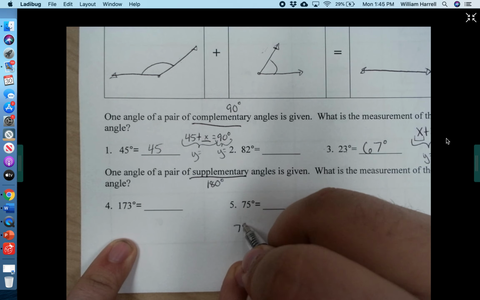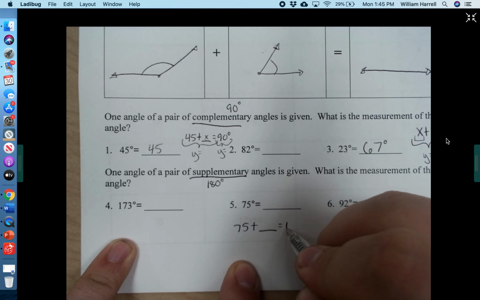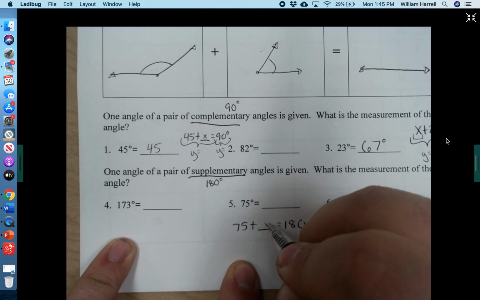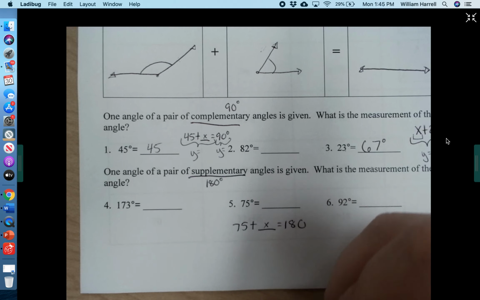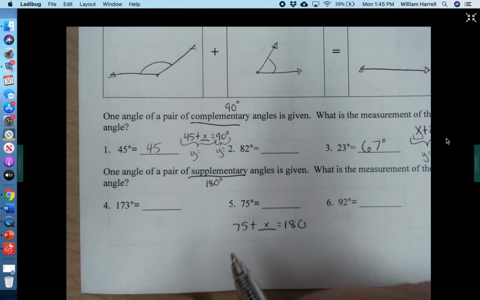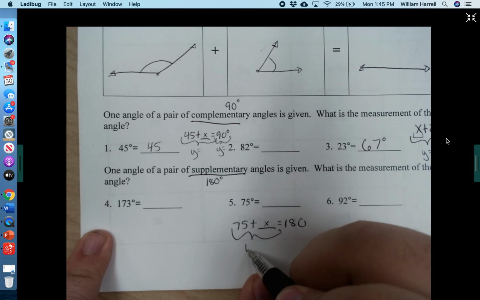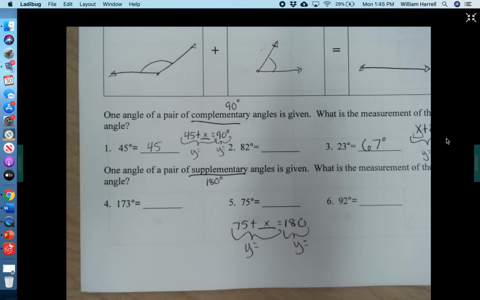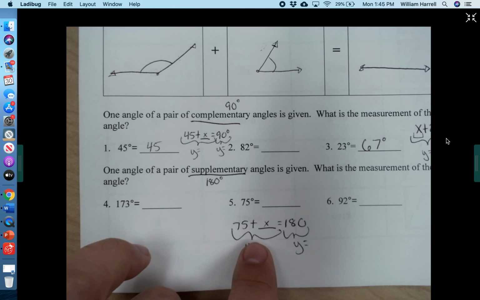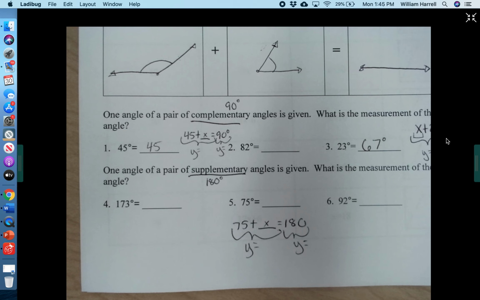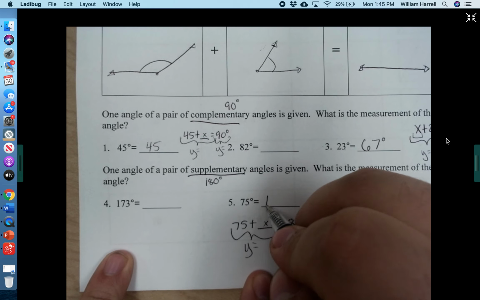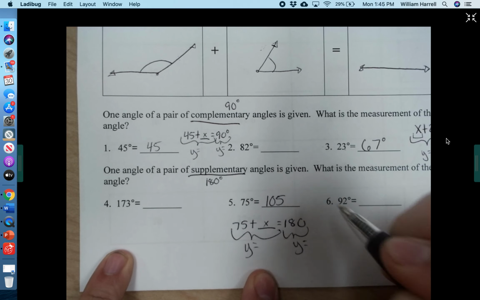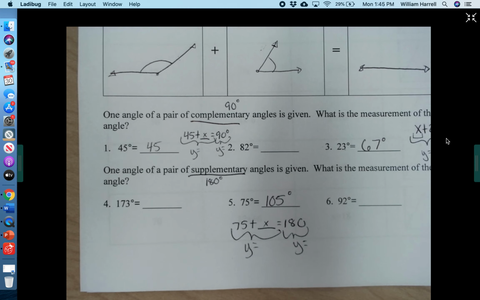So 75 plus what equals 180? Again, the plus what is x, y, z, just pick any variable. And then you have your equation, y equals, making you essentially a system. Go to Desmos, y equals 75 plus x, and then y equals 180. Find the x value where they intersect, and you should get 105 degrees.